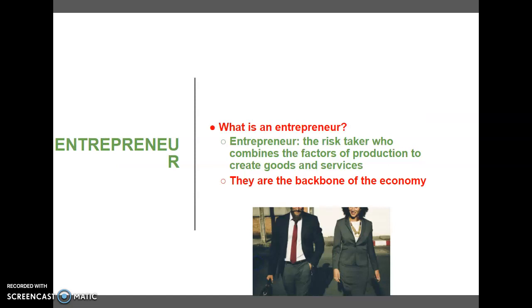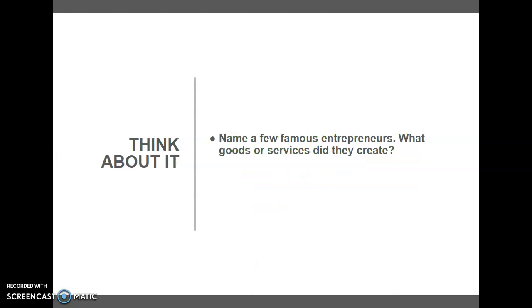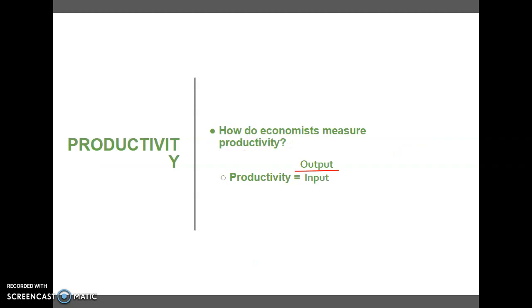Entrepreneurs. Entrepreneurs are the backbone of this economy. So, with that being said, what is an entrepreneur? Entrepreneurs are the risk takers who combine the factors of production to create the goods and services that we purchase. Think about it. Name a few famous entrepreneurs, goods or services, and what did they create? And productivity. How do economists measure productivity? Well, productivity is simply stated as output over input.